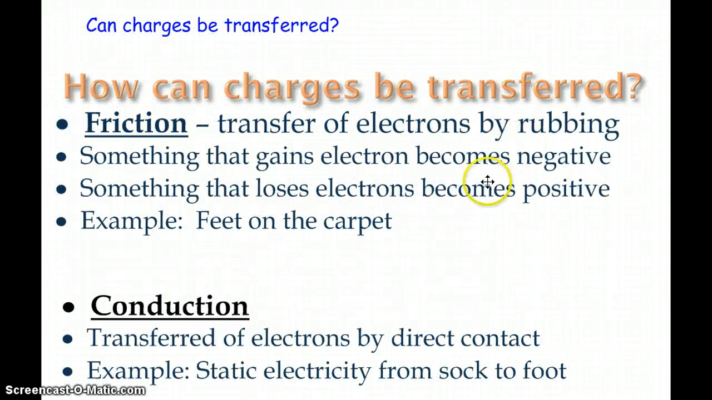So next, charges can be transferred. Yes, they can be. There are three ways. One way is friction. This is like combing your hair. The brush is rubbing up against your hair, and so either the hair or the brush is gaining electrons, becoming negative, and that is one way that charges can be transferred. So something that gains electrons becomes negative, something that loses electrons becomes positive. An example of that, we said comb through the hair, or feet rubbing against the carpet. Same kind of thing, friction.